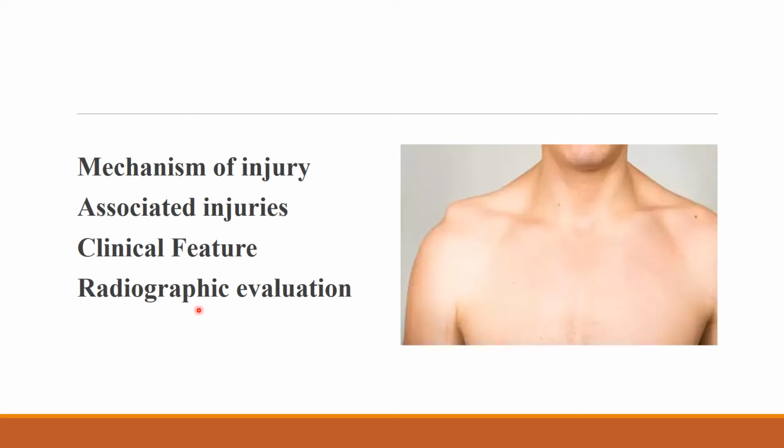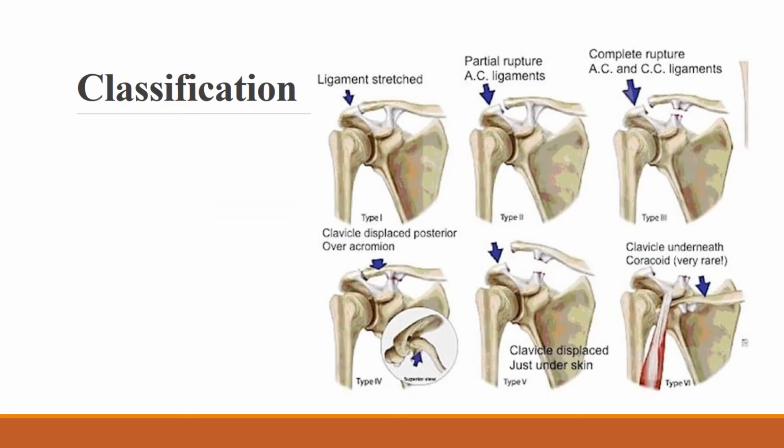Radiographic evaluation is an X-ray of both AC joints, that is a chest view including both clavicles and acromioclavicular joints, which helps in evaluation and in deciding the classification of the injuries. So these are the classifications for the acromioclavicular joint.